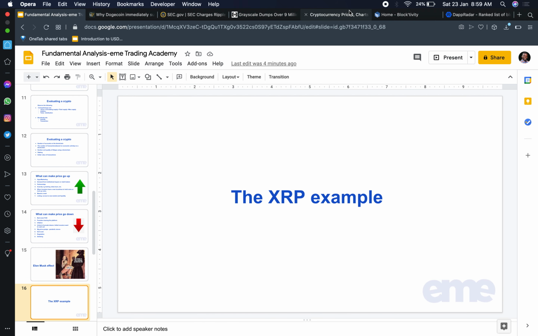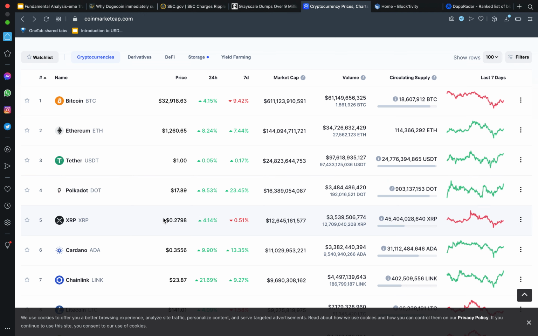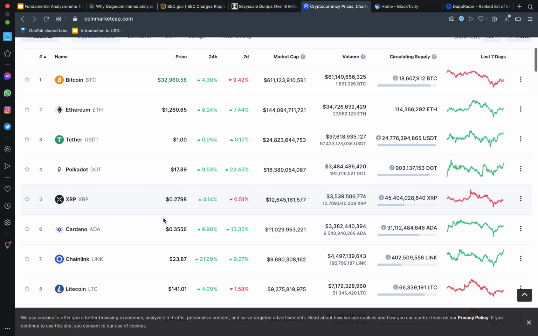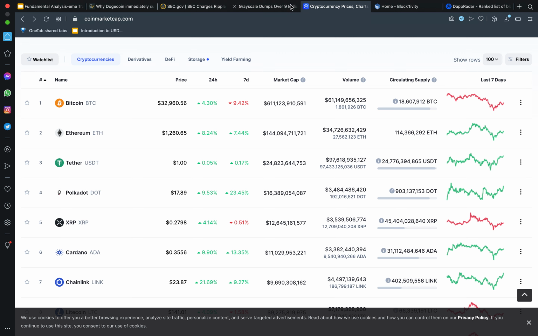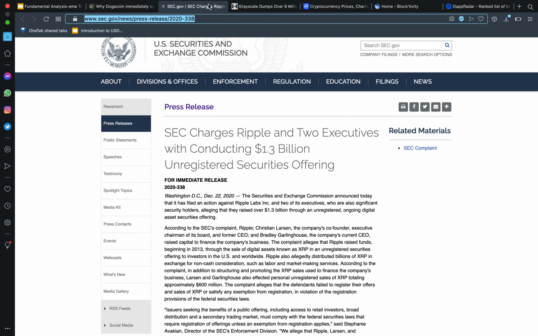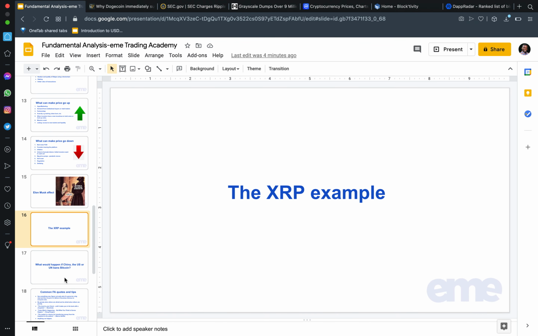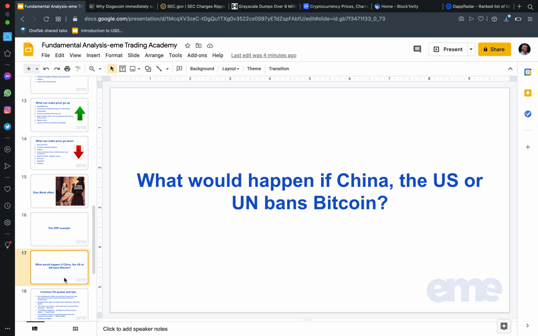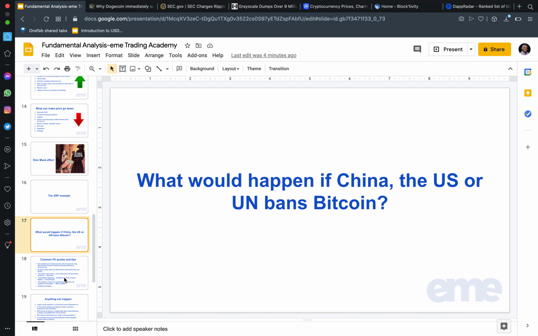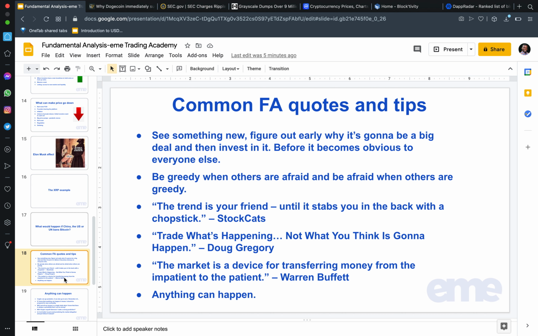It's still a big boy, still seated at number 5, but it's facing a lot of heat right now because of this SEC regulation. So what will happen if China, the US, or the UN ban Bitcoin? Definitely price will react. People will start to have FUD and they would sell, and then the price will go down. Simple, common sense, fundamental analysis.